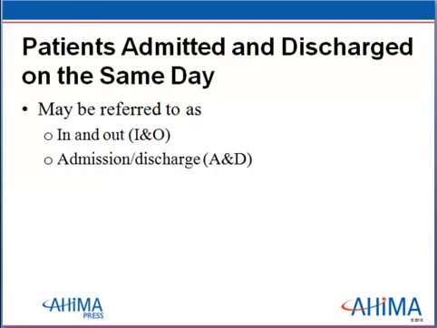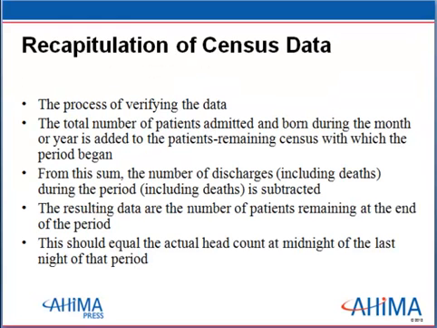Patients that are admitted and discharged on the same day may be referred to as in and out patients or admit-discharge patients, A and D. Remember, when we're computing inpatient service days, we need to add the number of patients A and D, or admit and discharge on the same day, to our 11:59 p.m. census to get the correct result.